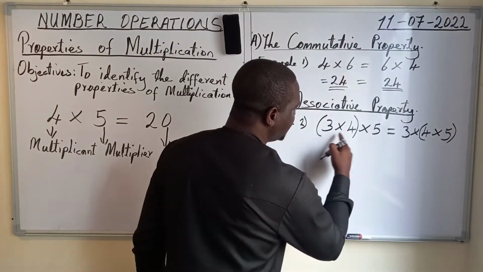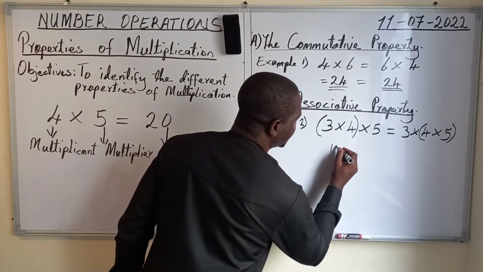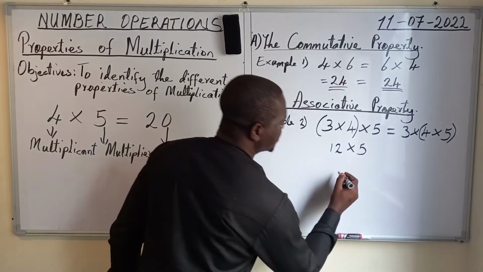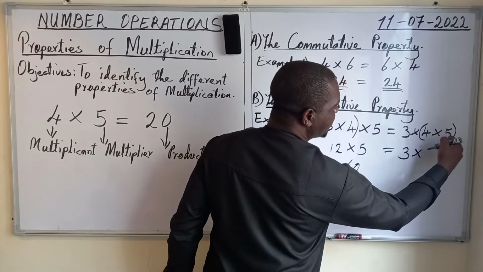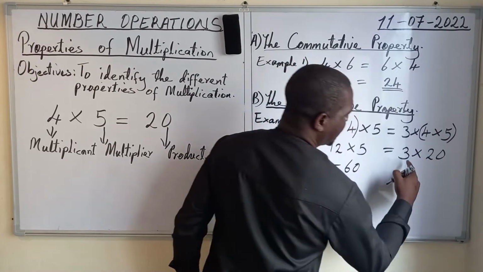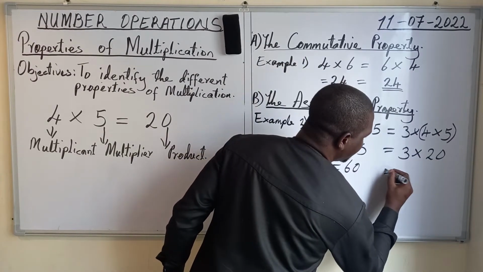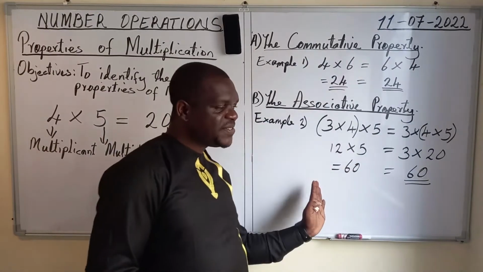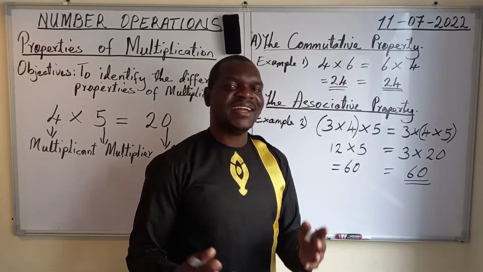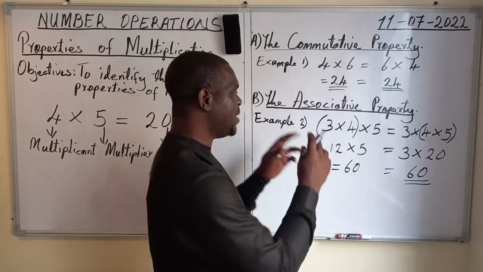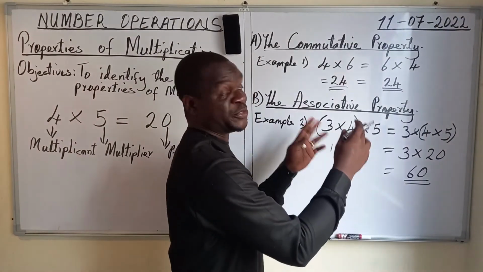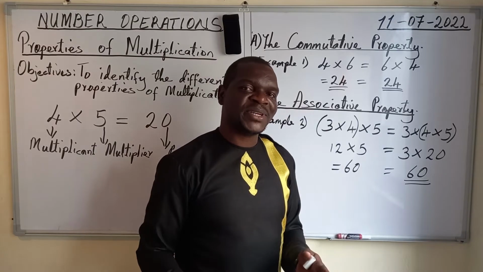Let's solve to the left and solve to the right to see if the answers are going to be the same. 3 times 4 is going to give 12, and 12 times 5 is going to give 60. Let's go to the right. 4 times 5 is going to give 20, and 3 times 20 is going to give 60. If you look at the left and the right, the answers are the same. That is the associative property of multiplication. No matter how you group the numbers or associate the numbers, the answers will always be the same.